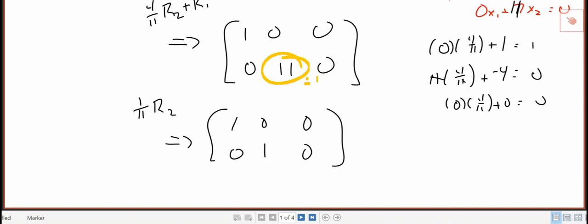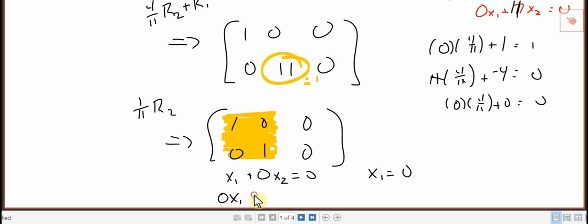Notice this is the identity matrix, and that's what I said I was shooting for. I'm always hoping that'll happen. Because what that tells me is the top row gives me the equation x1, I'll even write it out, plus 0x2 equals 0. So that tells me that x1 equals 0. The bottom row is 0x1 plus x2 equals 0, which just tells me that x2 equals 0. That's the same solution that we got the other way, right?